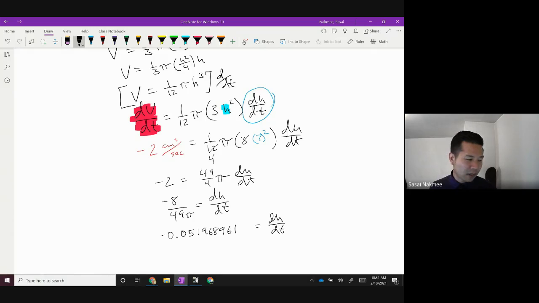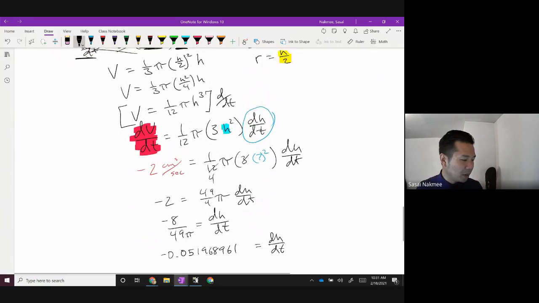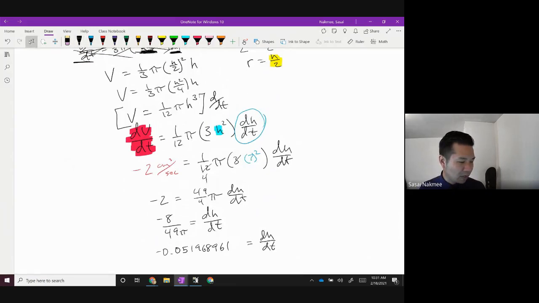But what are the units for this one, guys? What are the units for this problem? If the volume is cubic centimeters per second, what's the rate at which the height is changing? Anyone got any ideas for the units for this one? What do you guys think? What is it?